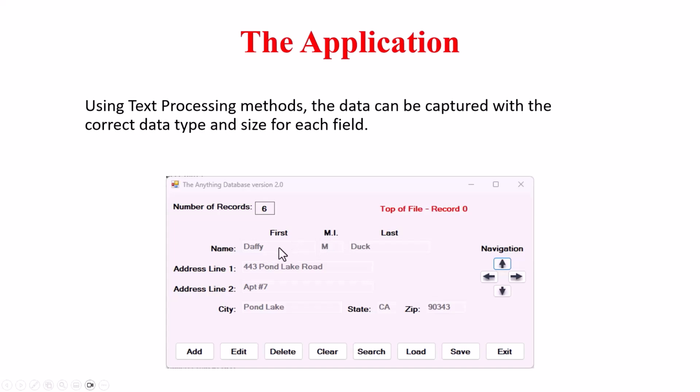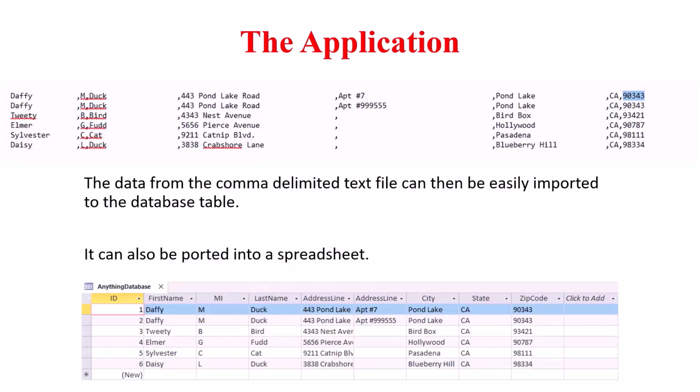We're only going to allow Daffy, or the first name, to be so long, the middle initial to be 1 character, Duck to be a certain number of characters long, the addresses and all this. We can control all that here, so that when we port it out, it's all set for the database. We don't have to worry about dealing with the sizes. And you can see that here.